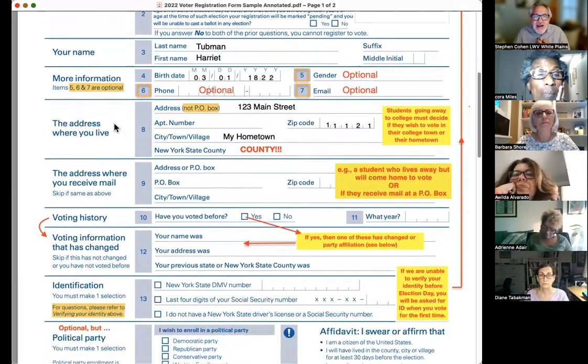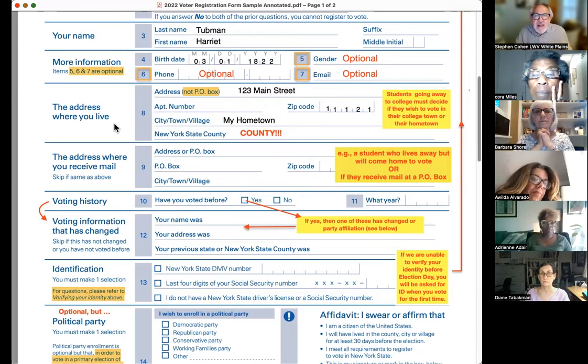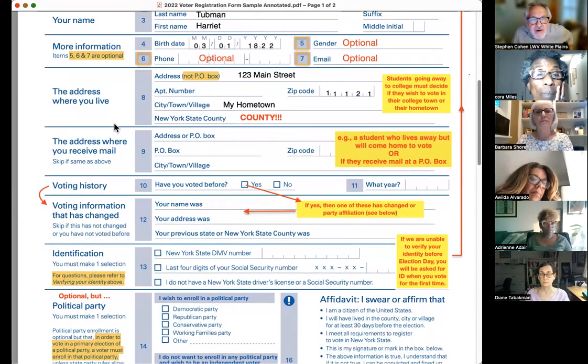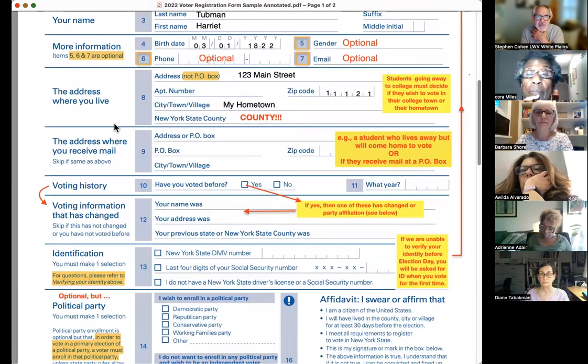This next item 3 is pretty straightforward. First name, last name. If the individuals use a suffix or a middle initial, they should enter that here. Item 4 now, there are 1, 2, 3, 4 items here. Only the first of these 4 items is required, and that is the birth date. Gender is optional, phone number is optional, and email is optional.